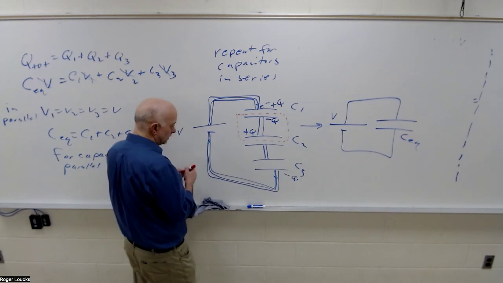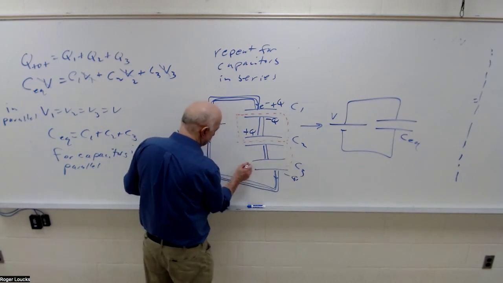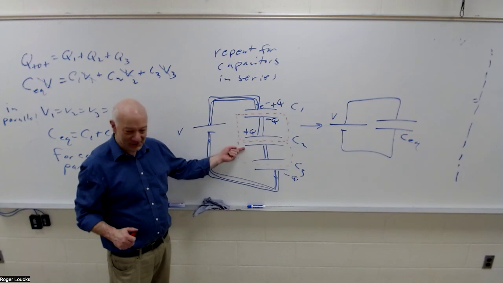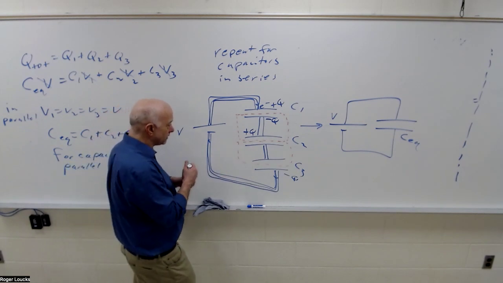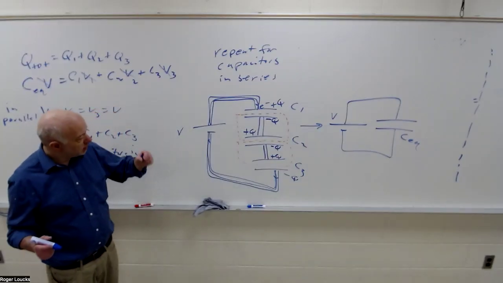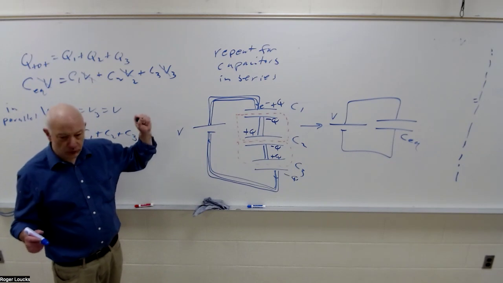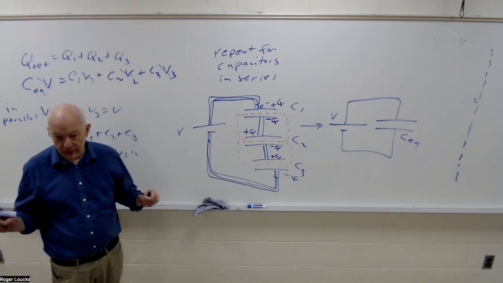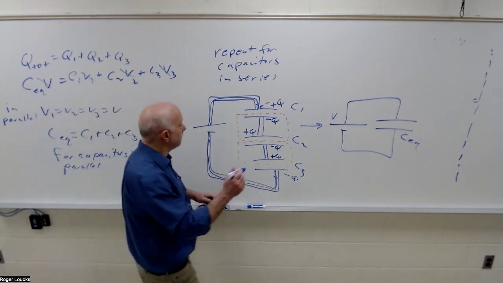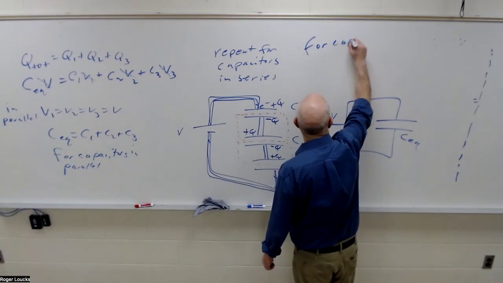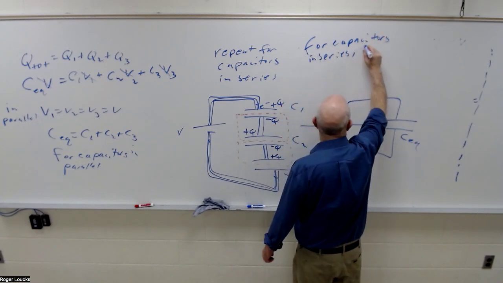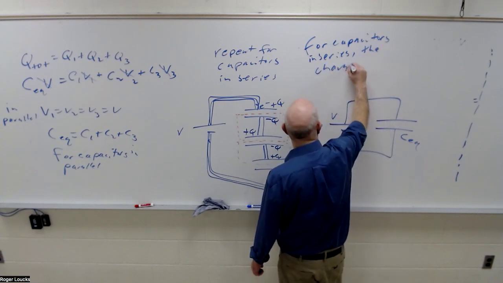What do you think this little section here is going to do? What's this charge initially? Zero. Well, this is going to attract a negative Q here, and this is then going to have to be positive Q because it's electrically neutral. So when you have capacitors in series, what do you know about the charges? They're all the same. So for capacitors in series, the charge is the same.